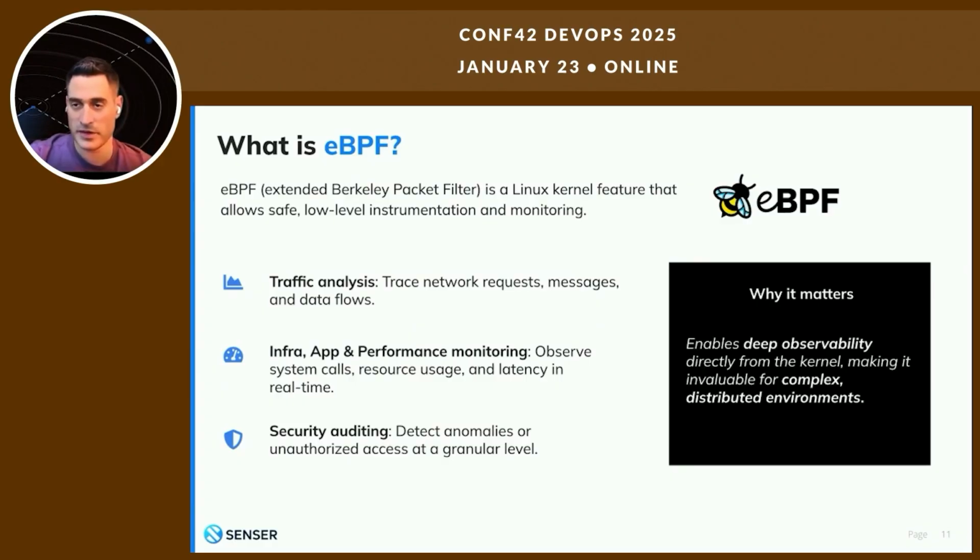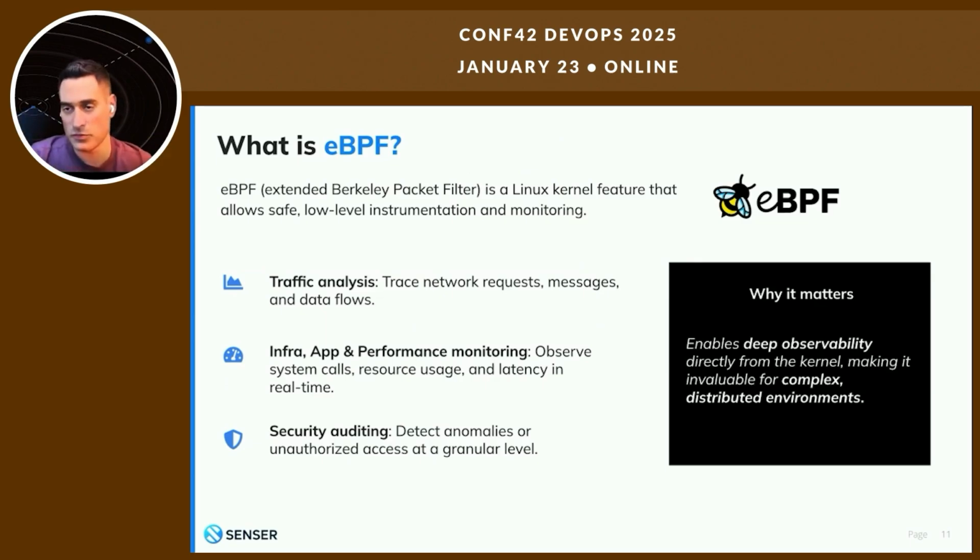Essentially, the way to think about it is a small type of VM or feature within the kernel that allows us to run, or safely run, low-level instrumentation code, bits or pieces of code, which from one hand are instrumented in the kernel, on the other hand will bring data to user space, kind of benefiting from both worlds. Main uses, so of course, traffic analysis, that was the original use for eBPF, the ability to trace network requests, messages, packets, sniff them. Of course, the most classical use.